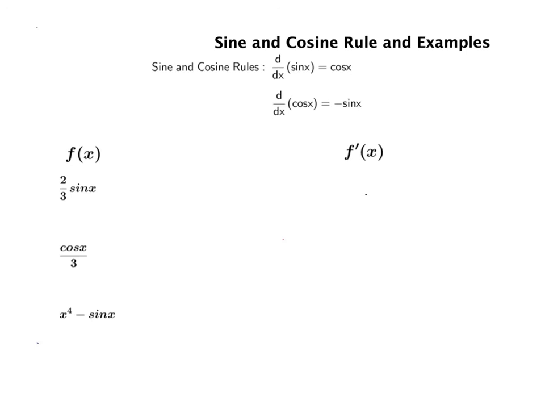Now let's look at some examples of our sine and cosine rules. First, 2/3 sine x. So that's going to be equal to 2/3, and then the derivative of sine x is cosine x. This next one, cosine x over 3, we're first going to write this as 1/3 cosine x, and then the derivative would be the 1/3 times the derivative of cosine x, which is negative sine x.